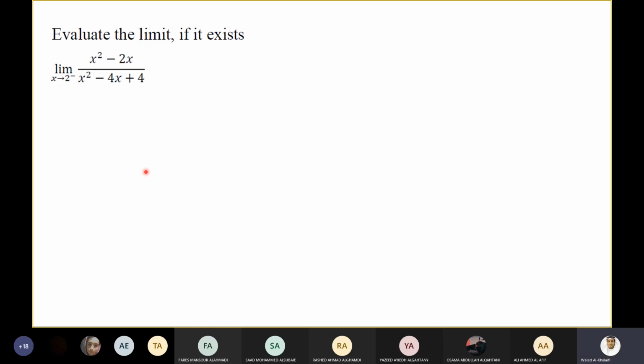Okay, so let's go to the next. Now find the limit of this expression when x approaches 2 from the right. But now this is different from the previous one.